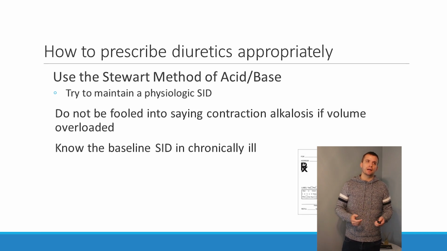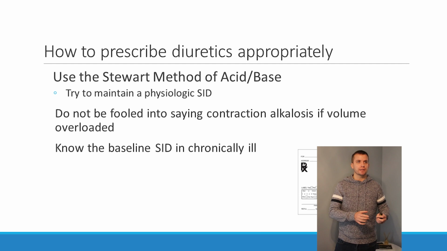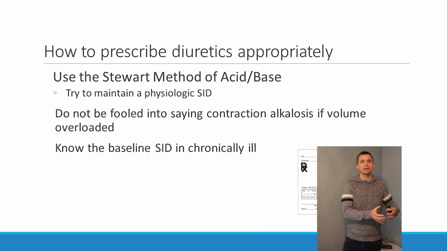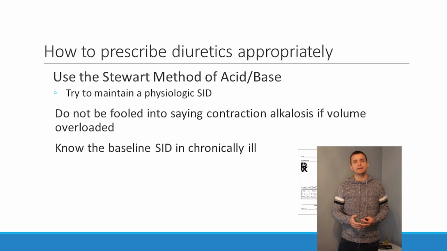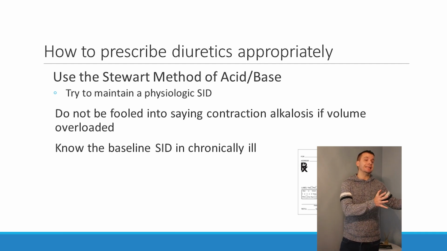And then how to prescribe diuretics appropriately. So again, use the Stewart method of acid base. You don't want to deresuscitate somebody and then at the end of deresuscitation, they have a significant alkalosis or a significant acidosis. So by using that strong ion difference and using the Stewart method of acid base, you can alternate whatever diuretics you need, so that at the end of that fluid removal they have a normal acid base or normal SID.